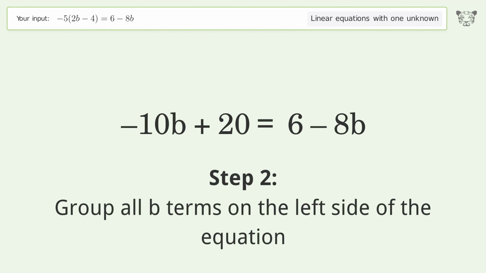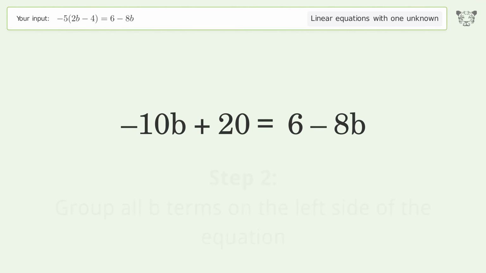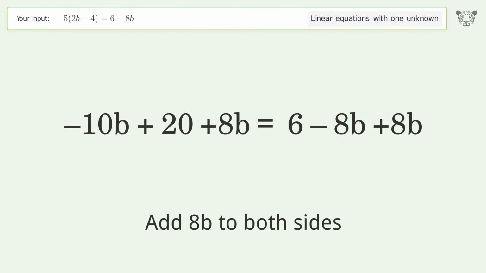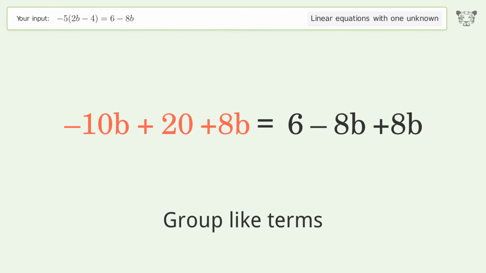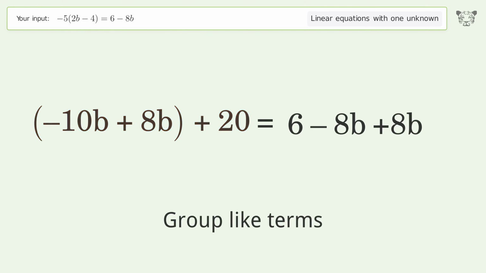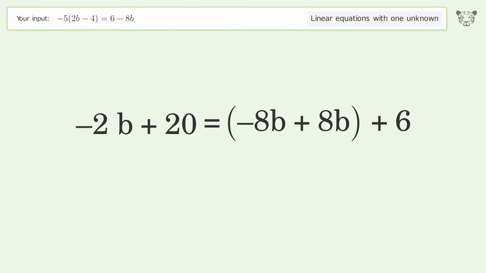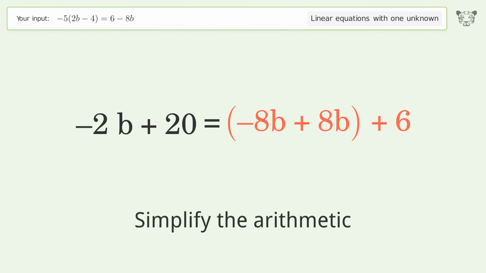Group all b terms on the left side of the equation. Add 8b to both sides. Group like terms. Simplify the arithmetic. Group like terms. Simplify the arithmetic.